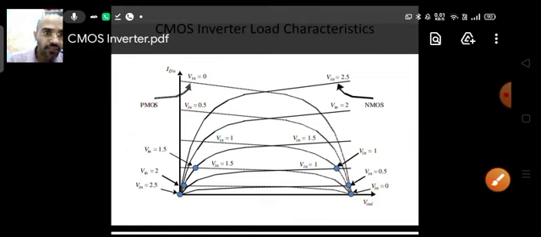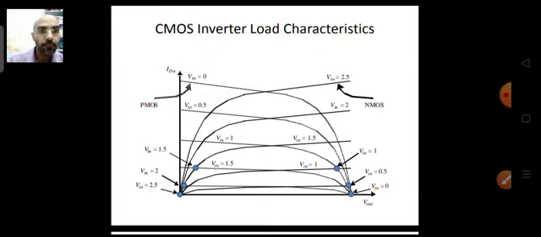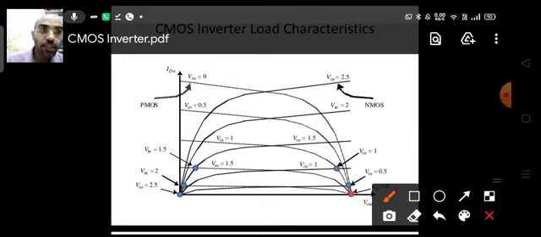Now if you plot these intersection points separately, from this characteristics you can easily understand that when your Vin is equal to 0 or when your Vin is equal to 1, in which regions your NMOS and PMOS are working. So you see, for Vin equal to 0, at this point of intersection the NMOS is in cutoff, whereas your PMOS is in linear region. That is what the important thing is.